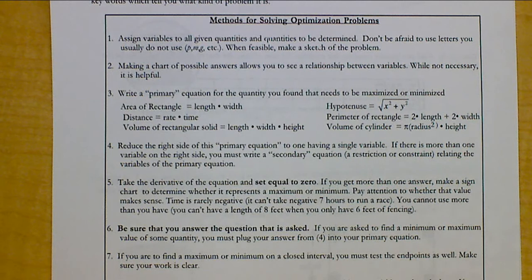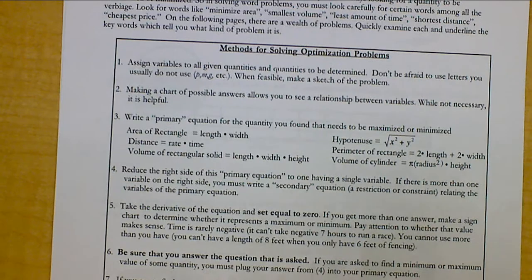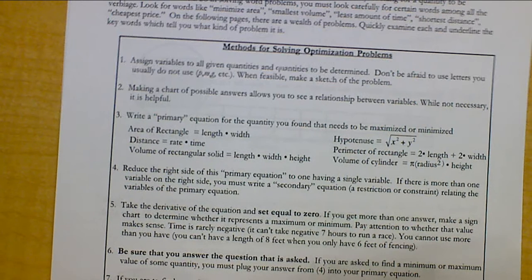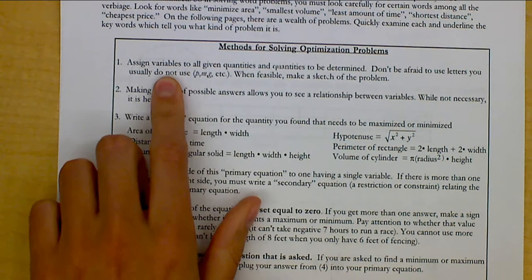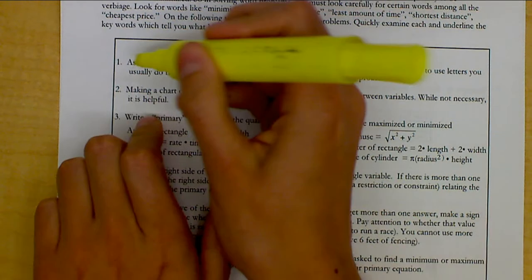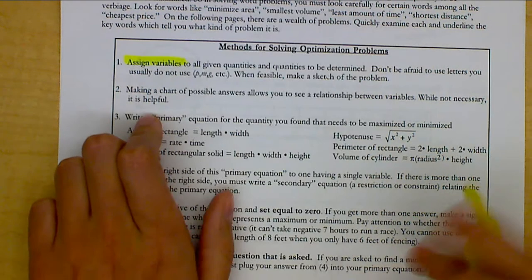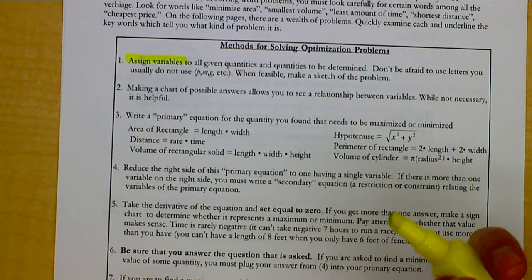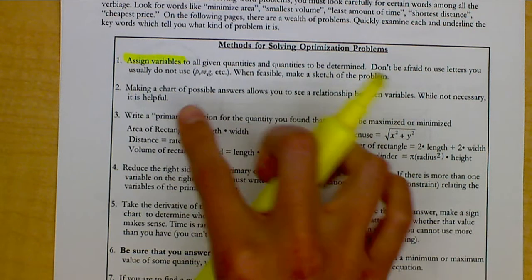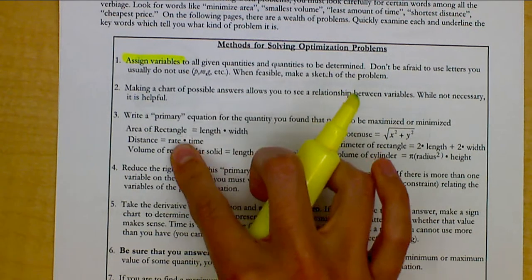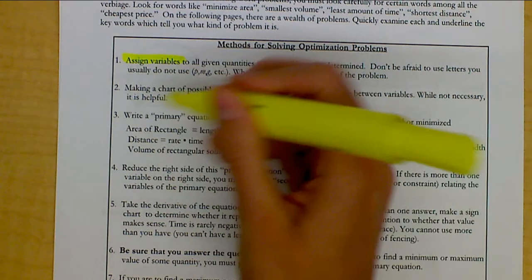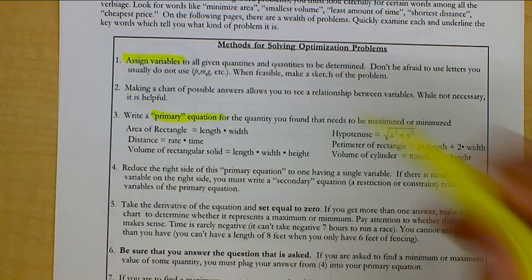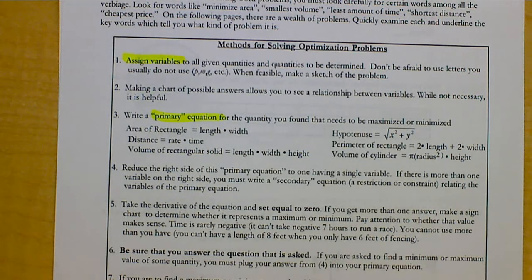Okay. I want to highlight now some of the most important things in these steps. So the first part, step 1, says assign variables to all given quantities and quantities to be determined. So we're going to assign variables. This is the important part here. So make sure you have a variable for anything that seems important that you might have to deal with. Number 2 is optional. I'm going to skip that one. Number 3 is write a primary equation. So we always need a primary equation of whatever it is in particular that you're maximizing or minimizing.